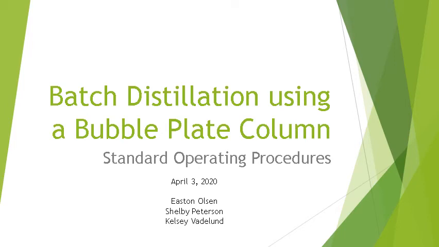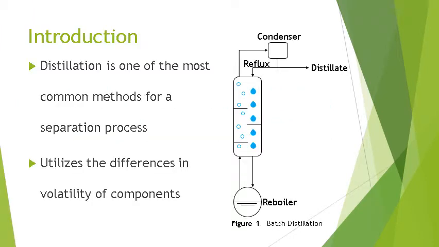Hello, in this video we will be going over how to safely perform batch distillation using a bubble plate column. Distillation is one of the most common separation processes. This will utilize differences in volatility, or the tendency for a substance to evaporate. The larger the difference in volatility, the easier it is to separate. Batch distillation is easy for small quantities.